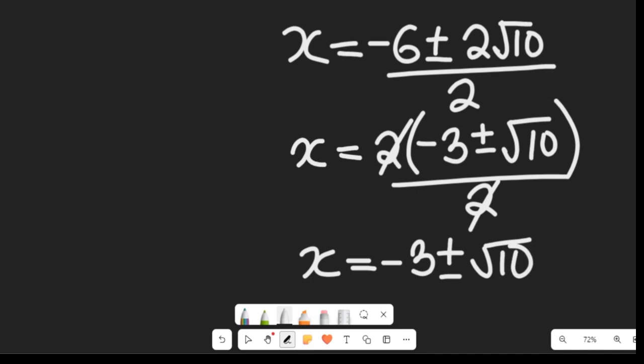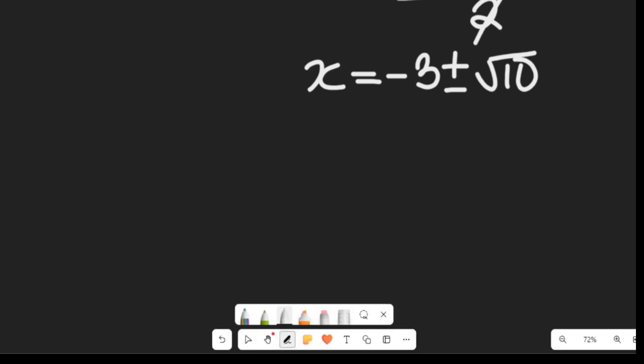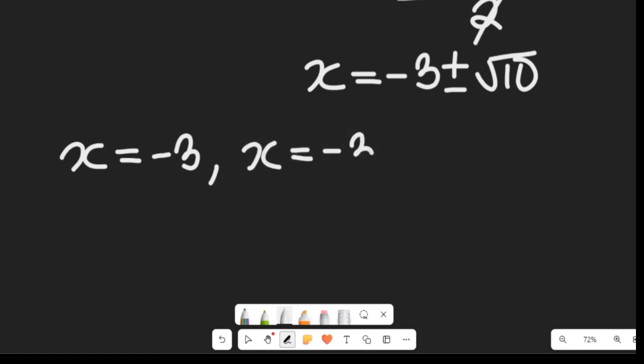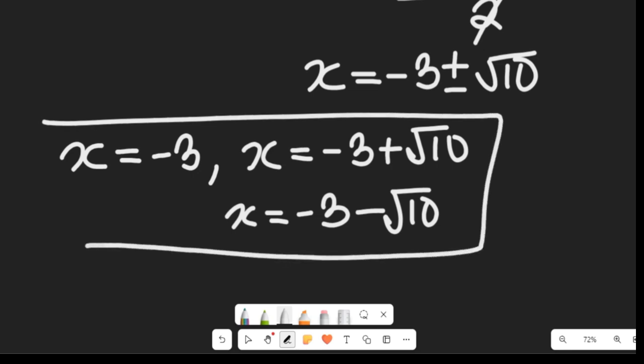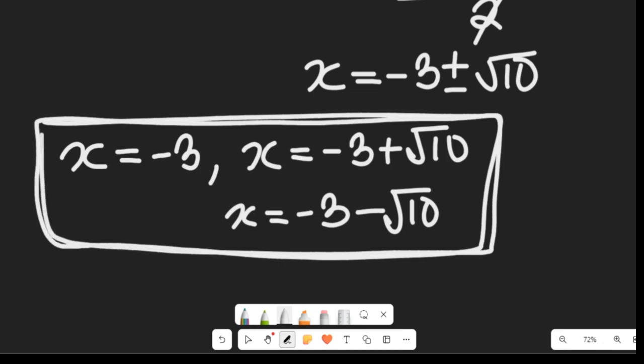Great. So the three solutions to the value of our x: the first solution will have our x to be equal to negative 3. We'll have our x to be equal to negative 3 plus root 10, and then we'll have our x to be equal to negative 3 minus root 10. So these are the three values of x we'll get as three solutions to that expression given to us.